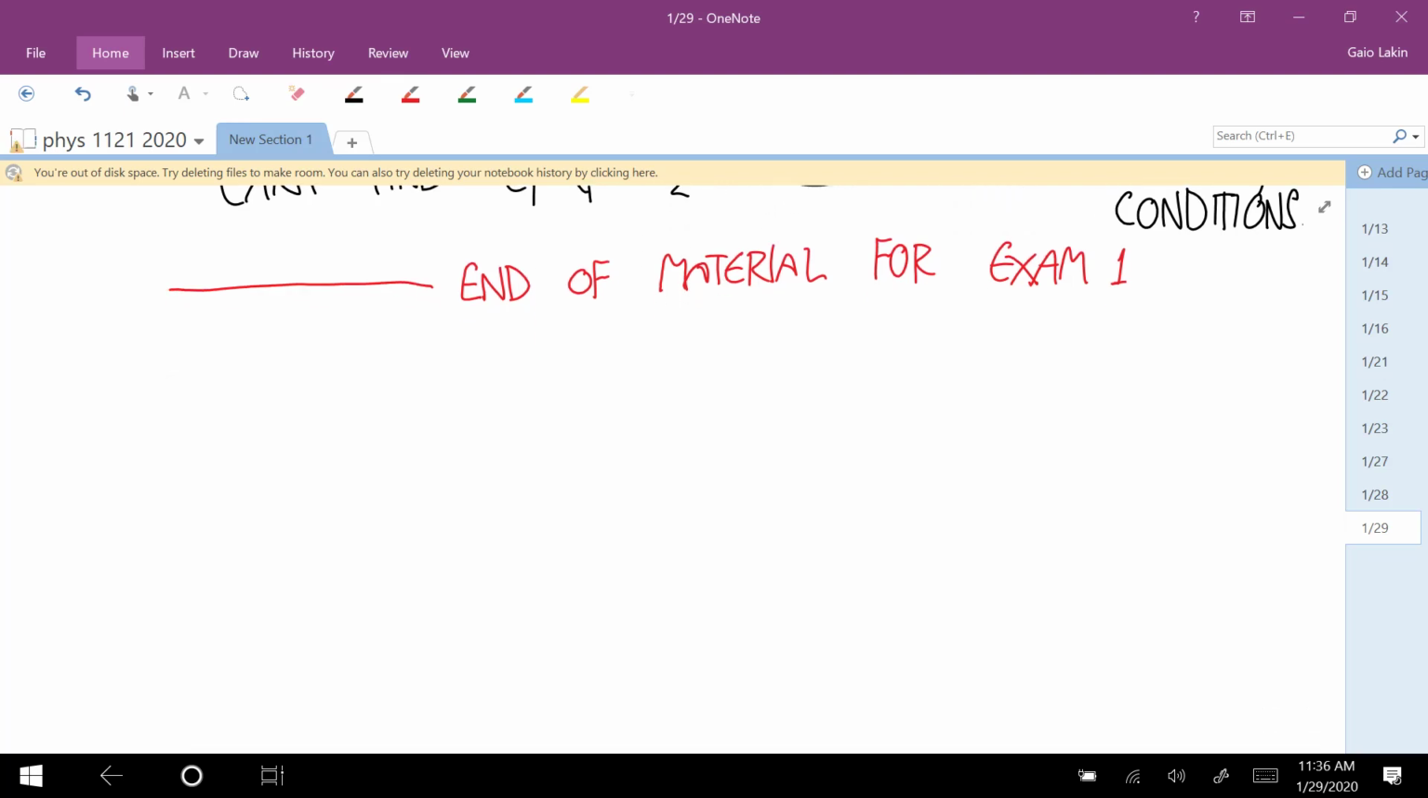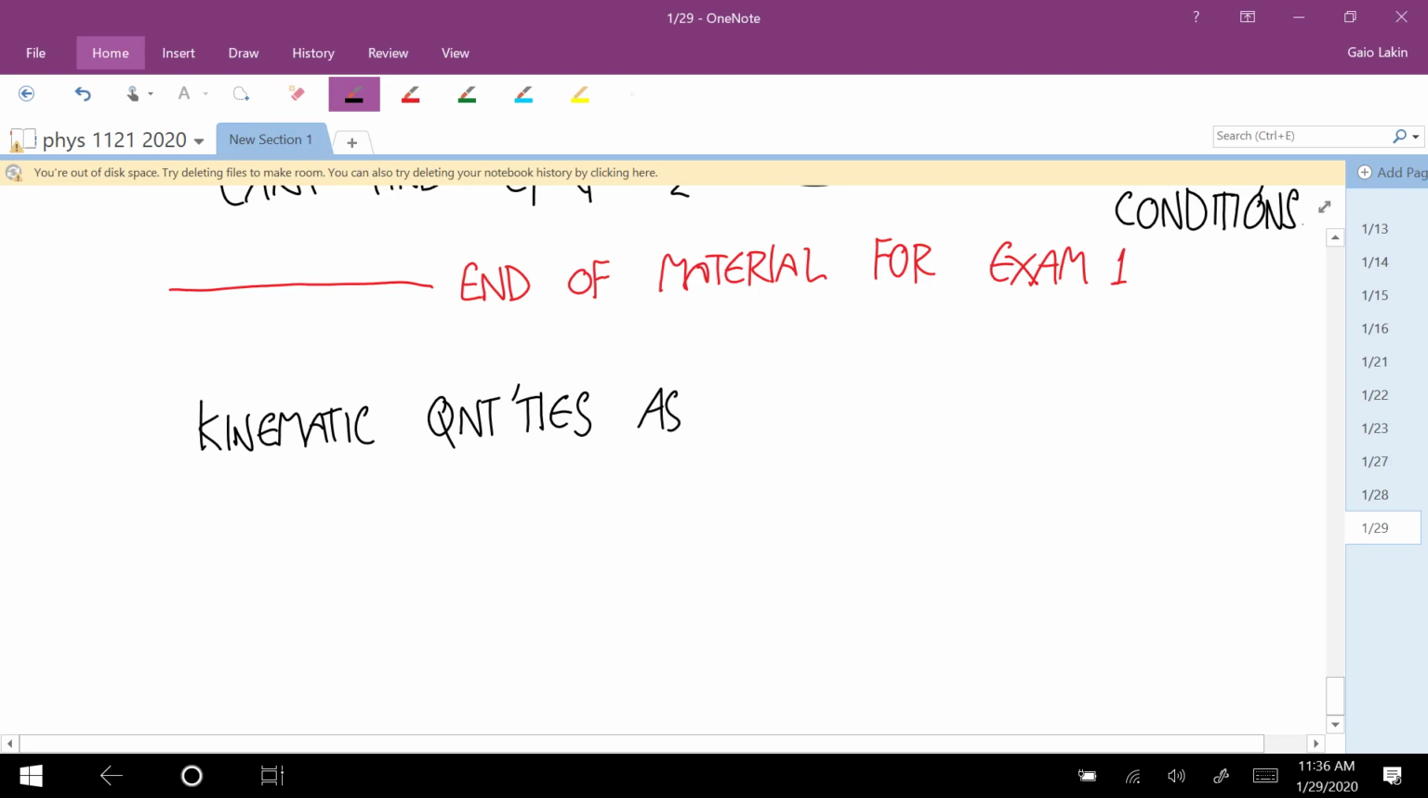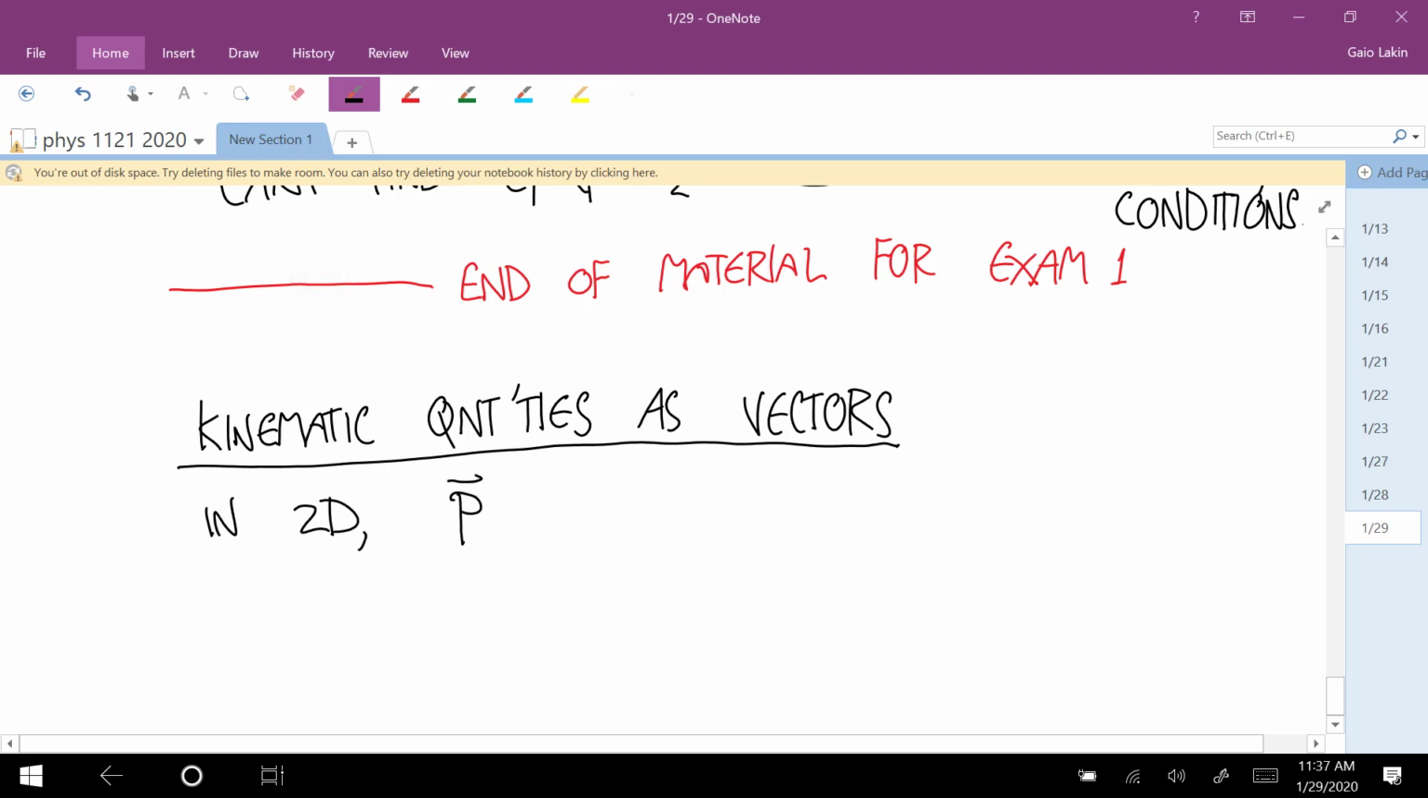Okay, so kinematic quantities as vectors. Now in 2D, position, displacement, velocity, and acceleration are all vectors.